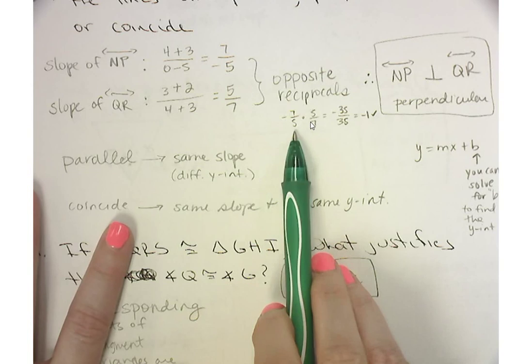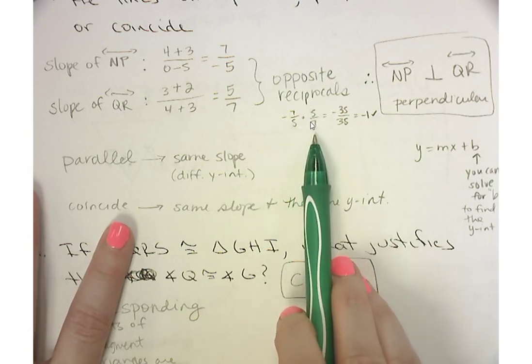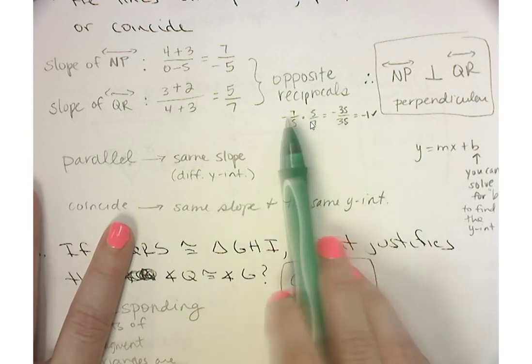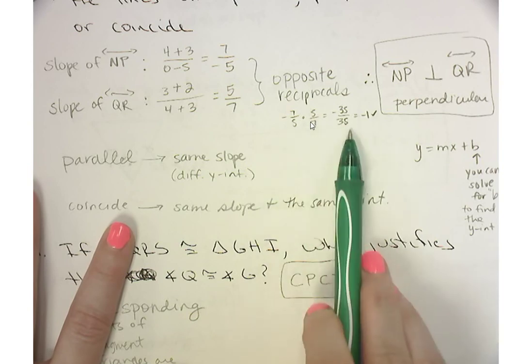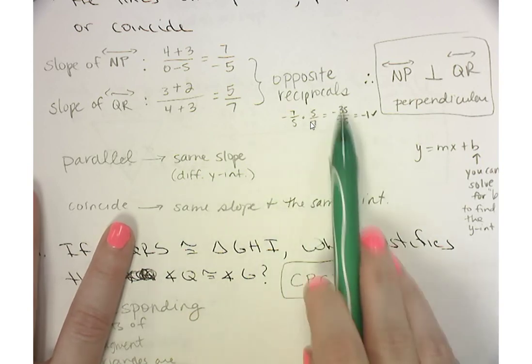If they're parallel, then they're going to be the same slope. Remember, same slope, different y-intercepts. Okay, if they coincide, then they have the same slope and the same y-intercept.